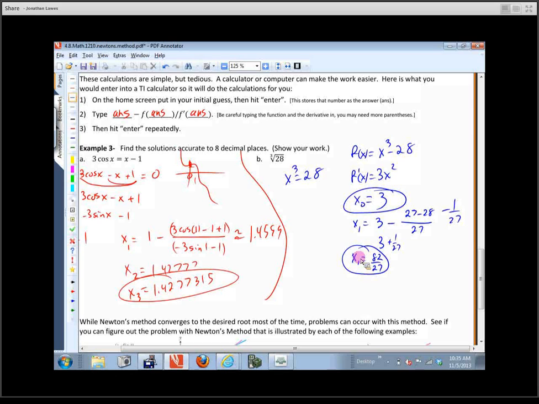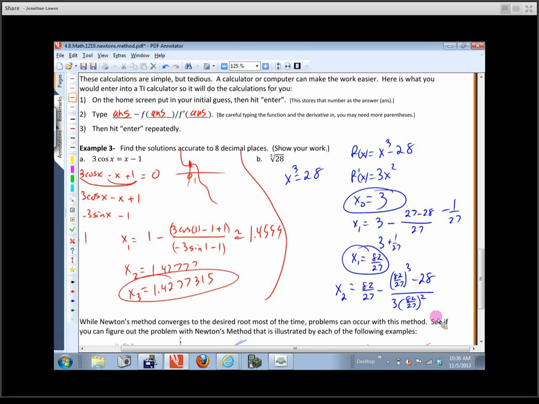Okay, now we should be able to at least write down the next one. The next one's going to be 82 27ths minus the function value at that 82 27ths. So that's going to be 82 27ths. Be thankful you've got a calculator here. Over 3 times 82 27ths squared.